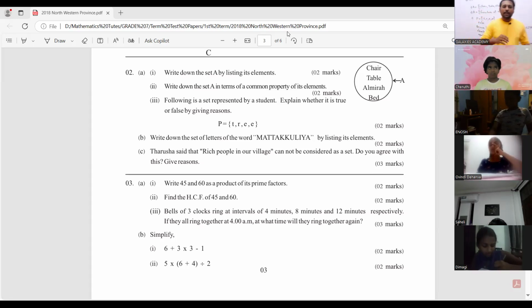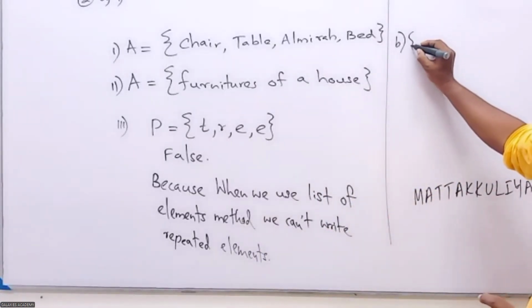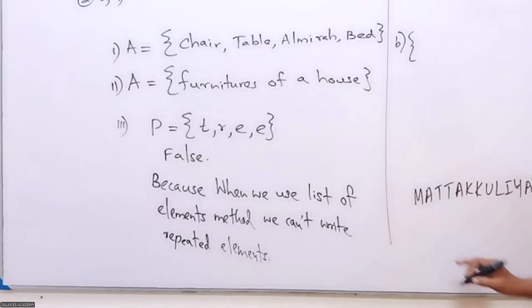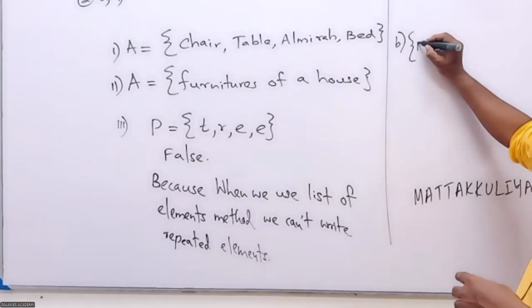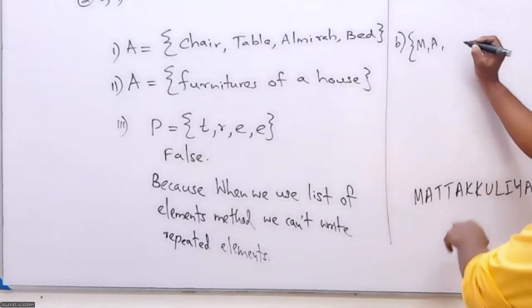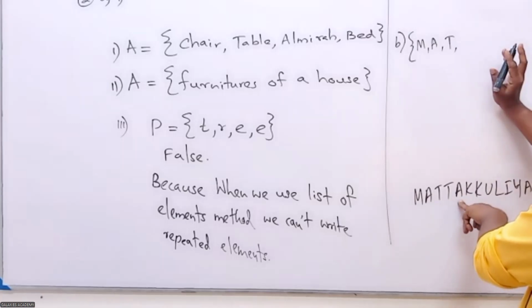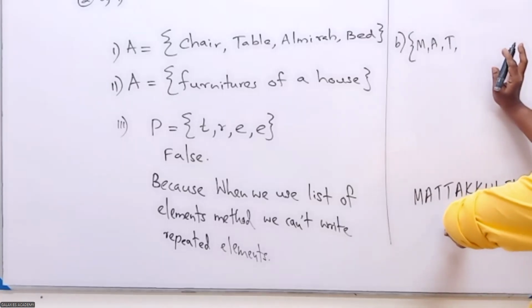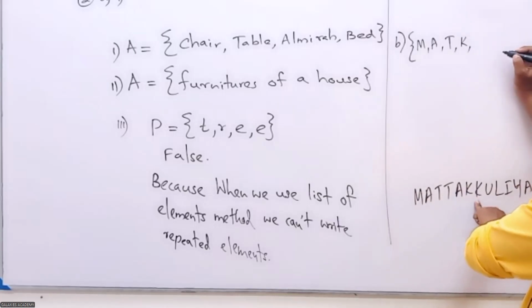Okay, let's go to write the elements. Also we have to use the curly bracket. Inside the curly bracket you have to write the elements. What are the letters? M, A, T, another T, but you don't write. Again A, again you don't write because early we wrote it. K, another K, not need to write.